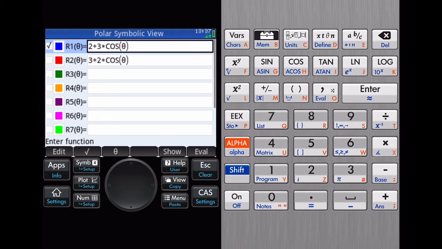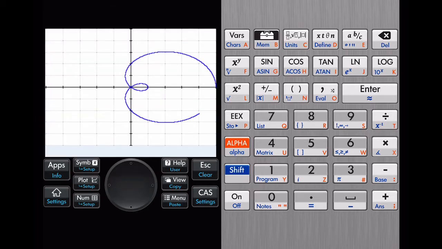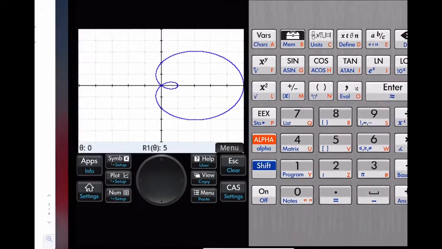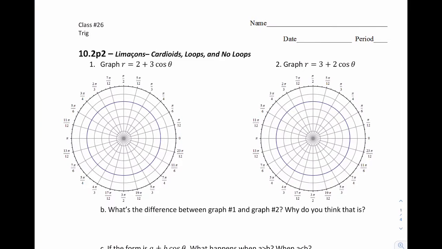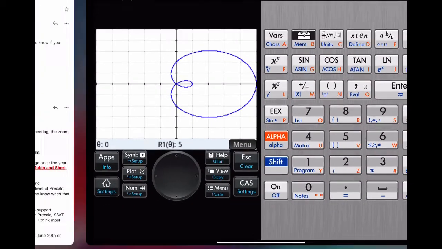So here's my calculator. Notice how I put 2 plus 3 cosine theta at the top. It's highlighted. I'm going to graph it. And notice how it kind of looks like what we talked about last class. It looks like a cardioid, except you have a little loop in there. So we're going to copy that graph down. So I have a point at 5, 0, a point at 0, 2, the origin, 0, negative 2, and 1, 0. I'll just verify to make sure that's right.